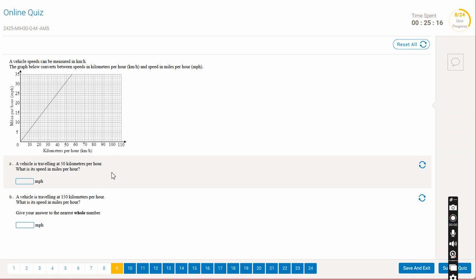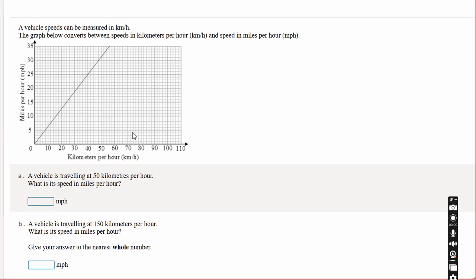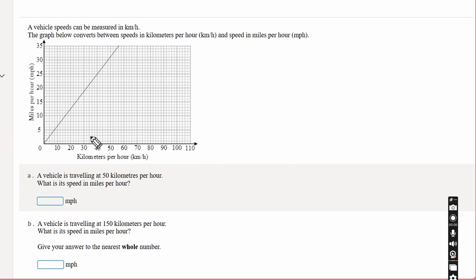Here, a vehicle is traveling at 50 kilometers per hour. Let's zoom in, and we have 50 kilometers per hour. It's shown on the graph. So it's here. You'll trace it here. And remember, I hope I do it correctly. And then remember, there's one block above.